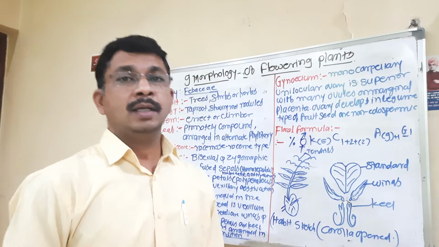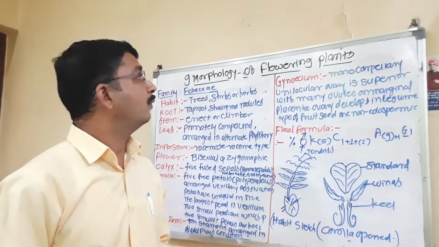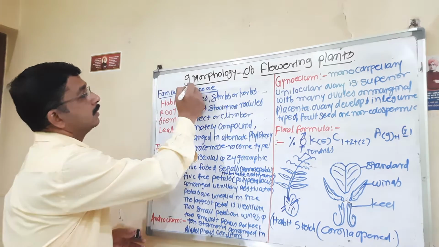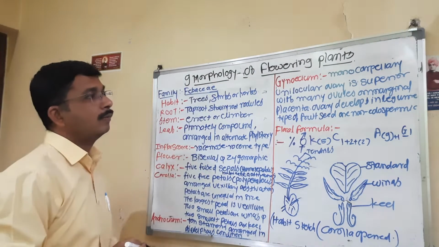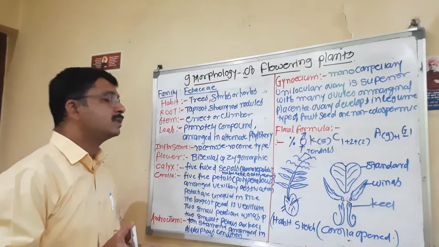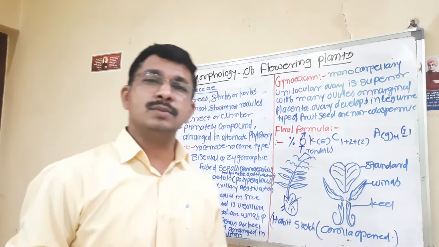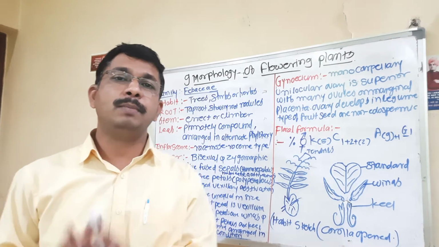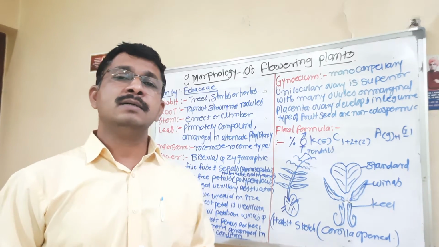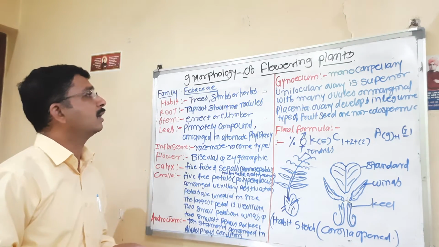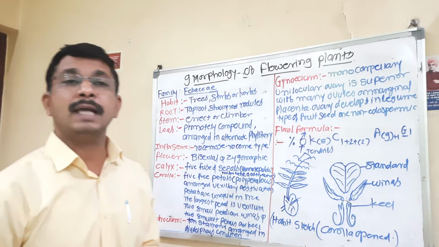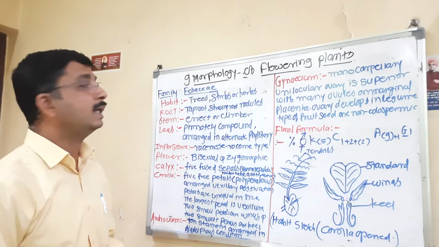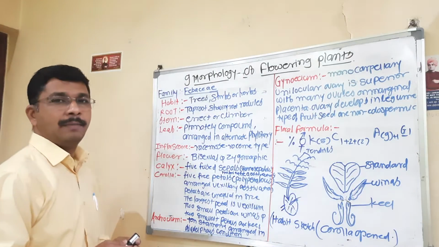Hello friends. Today we just discussed our previous chapter, the morphology of flowering plants. In this chapter we discuss all those things which are related to the morphological characters of a particular plant. Then some families are there in our syllabus that we are discussing and studying. One of the families is the family Fabaceae.